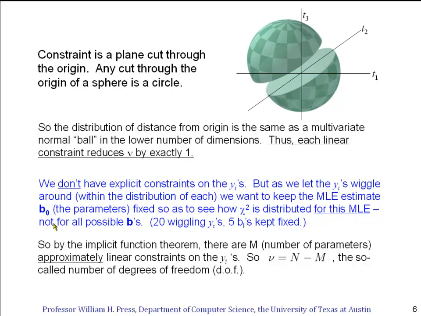The implicit function theorem tells us that if you try to hold constant 5 values on the output of a function, and you have 20 wiggling values on the input of that function, then those 20 wiggling values must be constrained by 5 degrees of freedom. So the approximate number of linear constraints locally on the y_i's is the degrees of freedom, which is the number of data points minus the number of fitted parameters.